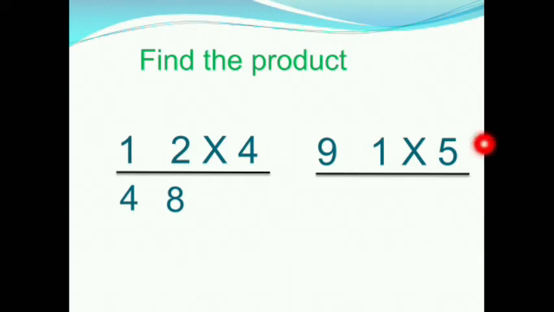Next, we should find the product of 91 into 5. First, we should multiply 5 and 1. 5 ones are 5. Next, we should multiply 5 and 9. 5 nines are 45. Therefore, the product of 91 into 5 is equal to 455.